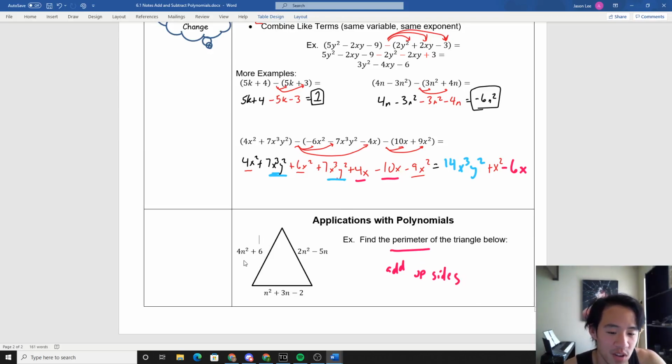So how many n squareds do we have? Looks like we have 4n squared here, 2n squared here, and 1n squared here. So I'm going to undo this. Hopefully that will fix it. We'll have 7n squared. And then we have a negative 5n and a 3n. So we'll have negative 2n. And then we have 6 minus 2, which is going to be 4.